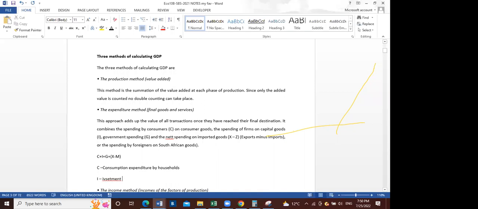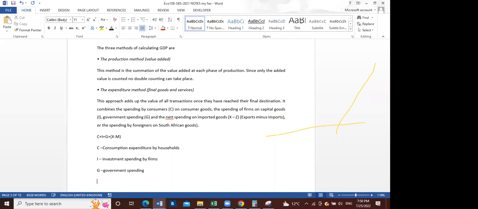Okay, my spelling there, spending by firms. Let me just correct that one. Then we have G, which is representing government spending now. So we understand that all of these participants within the economy spend for various reasons, to attain various objectives within the economy.